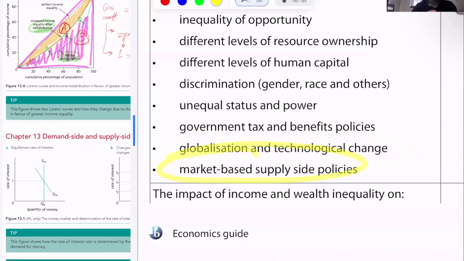Market-based supply-side policies. Market-based supply-side policies might make the economy more efficient, and we'll get to those next week, but they often increase the gap between the rich and the poor. Market-based supply-side policies are very pro-business and anti-worker. They empower business owners and rich people, but they leave workers vulnerable and falling behind.